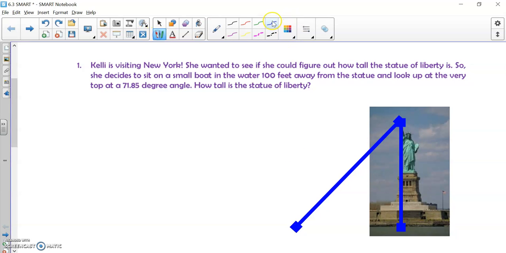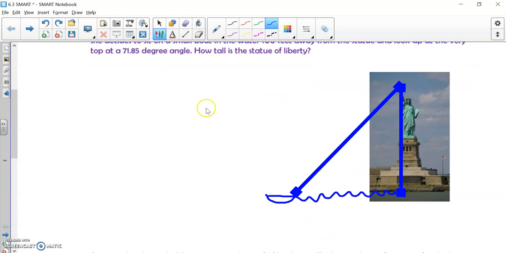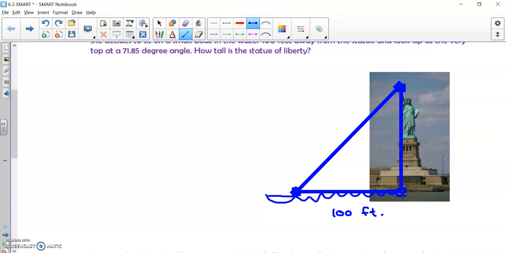So we're going to say here's the water, here's Kelly's boat, and we'll put a little 100 feet down there. It's kind of ugly. Okay, and let's finish our triangle. This is going to be the third side. The one that we're looking for is the height of the statue, so we're going to put an X here because we don't know that information.